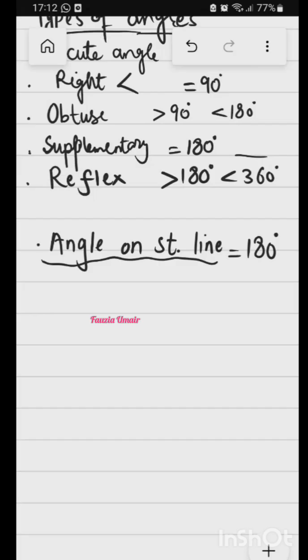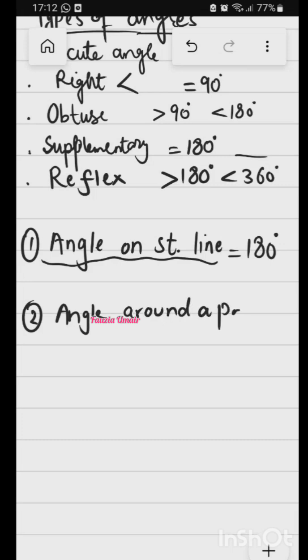Very good. So what is angle around a point? Ma'am, it's a 360-degree angle. That's right. So angle around a point. If you are talking about one point, so this complete set of angles would be 360 degrees.